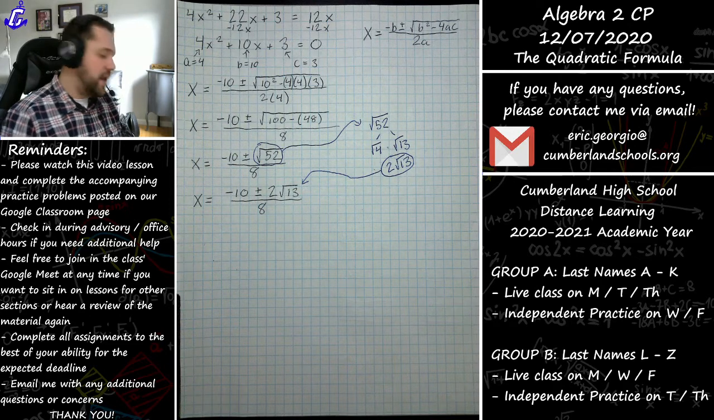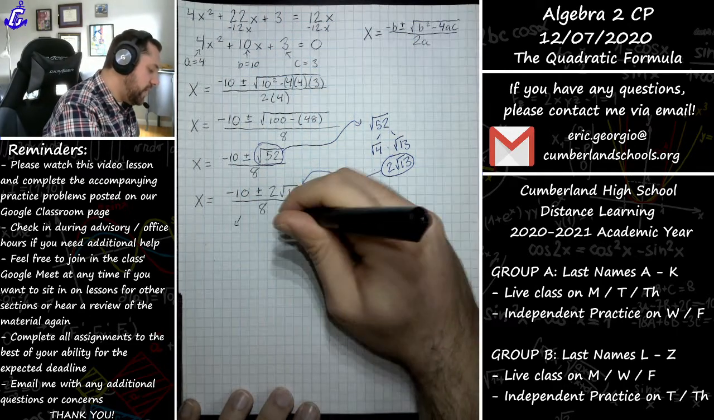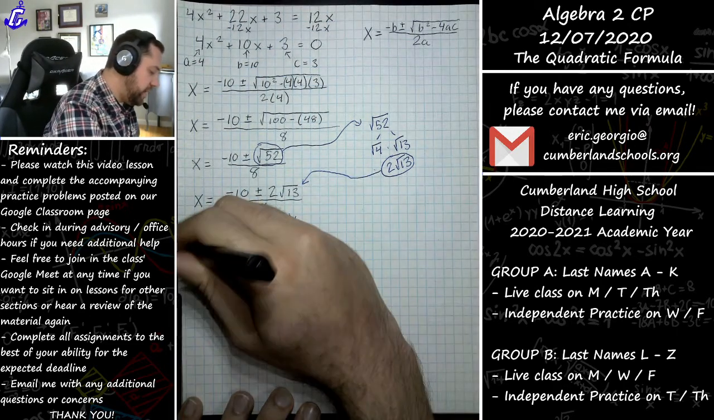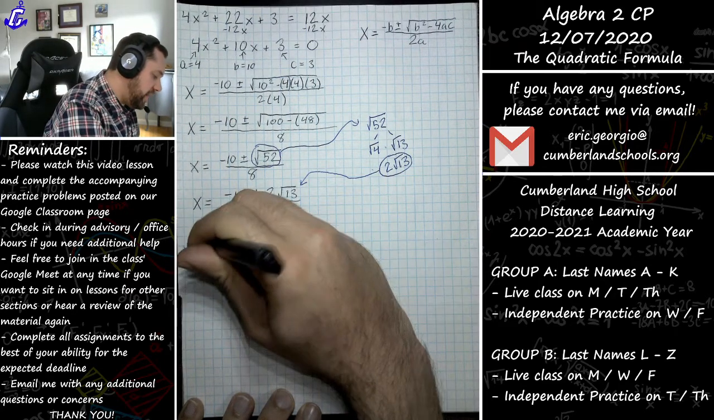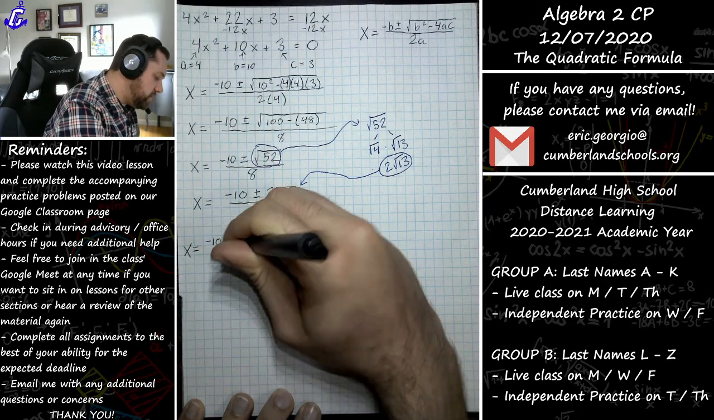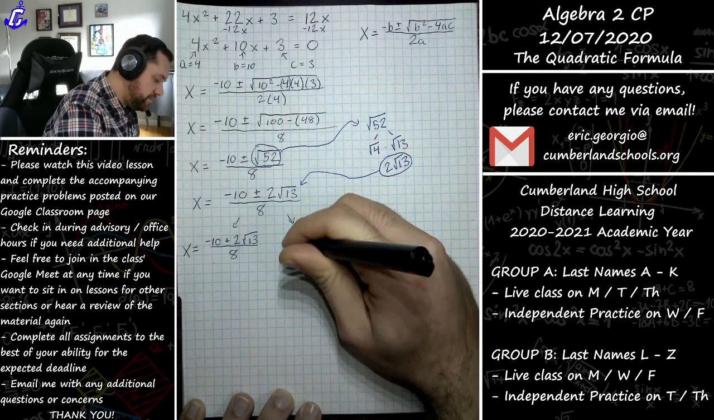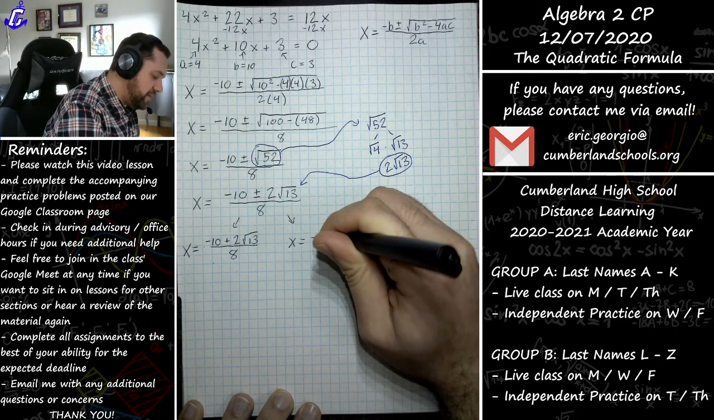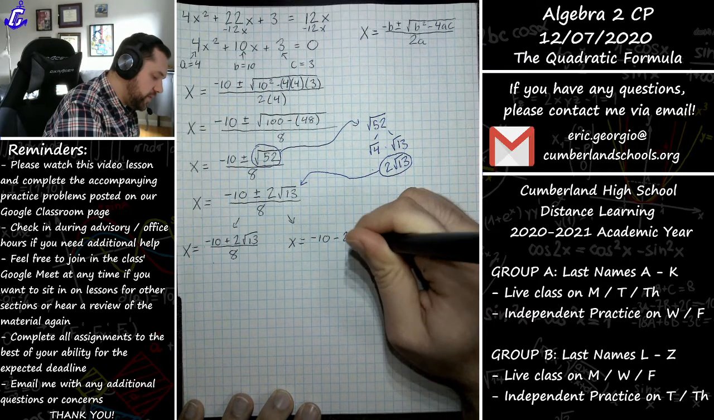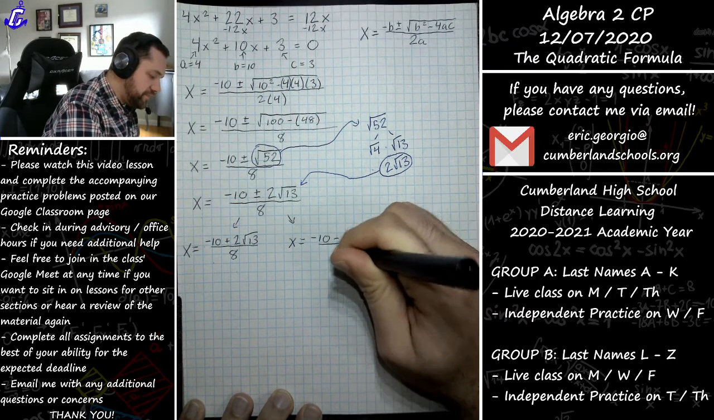Now we can go ahead and break apart. And if you notice, we're going to be reducing as well. I can say x equals negative 10 plus 2 square root of 13 over 8. And x equals negative 10 minus 2 square root 13 over 8.